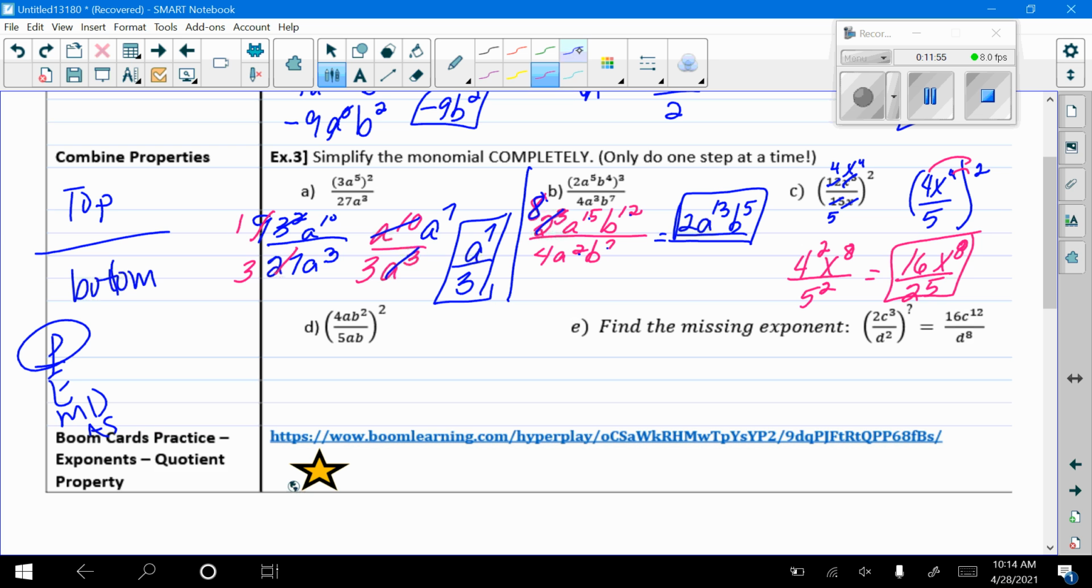And the last one, do the inside first. So I end up with 4. My a's cancel. My b's, I have 1 extra one up top. So I have 4b over 5 squared, so 16b squared over 25. So it's going to go to each item.